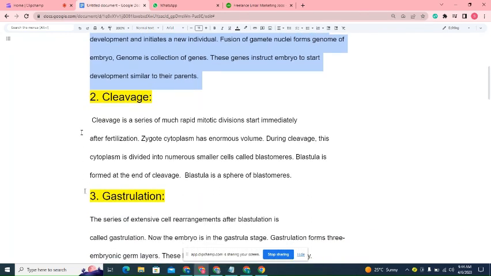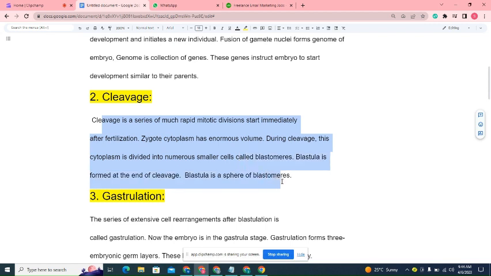Second feature is cleavage. Cleavage is a series of very rapid mitotic divisions that start immediately after fertilization. Zygote cytoplasm has enormous volume. During cleavage, this cytoplasm is divided into numerous smaller cells called blastomeres. Blastula is formed at the end of cleavage. Blastula is a sphere of blastomeres.